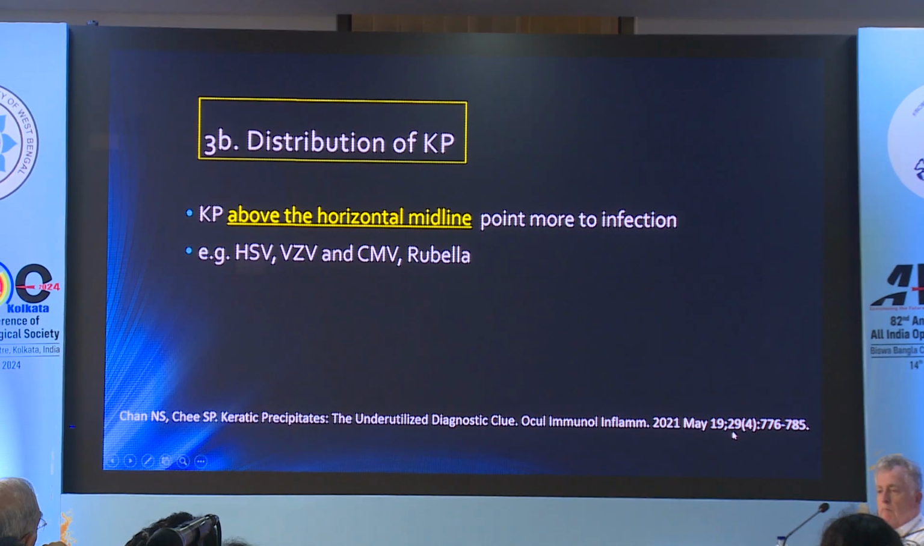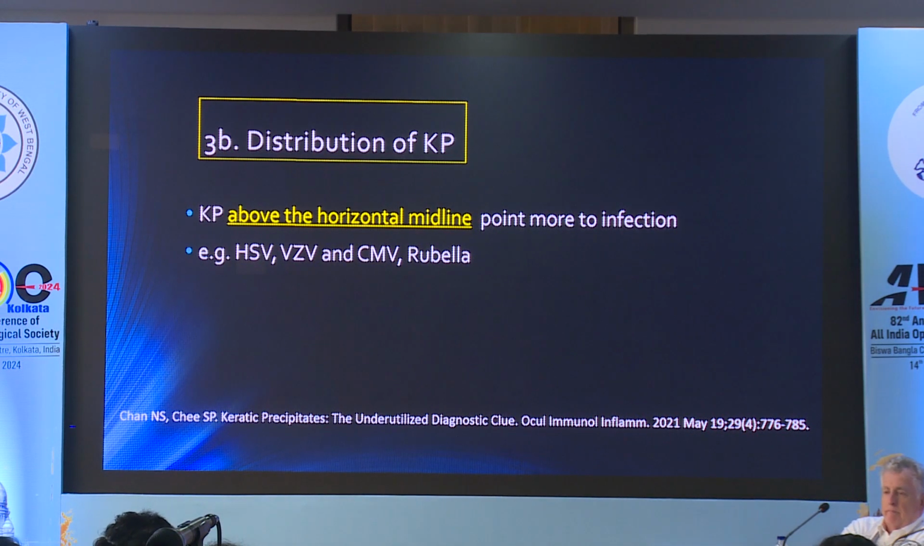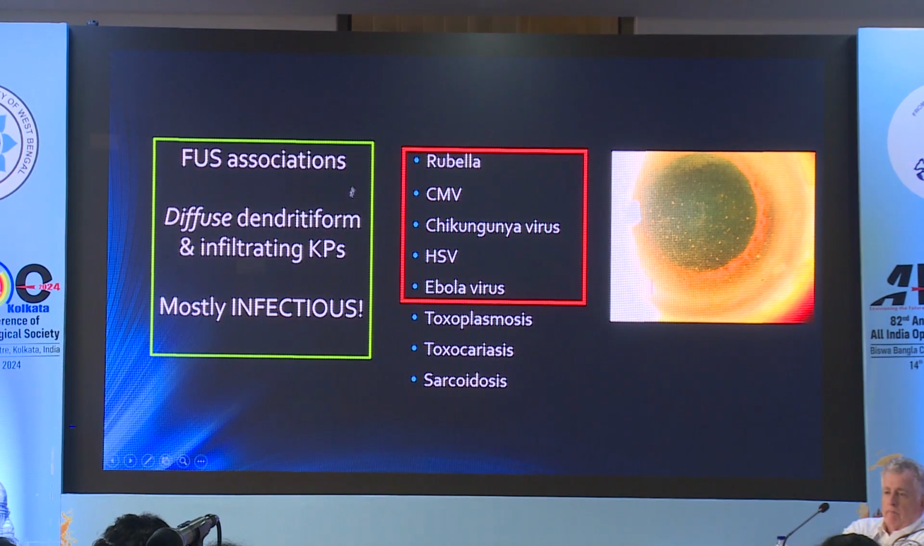So how about the pattern of the distribution of the keratic precipitates? We've been observing that KP that go above the horizontal meridian point more to an infectious than an immune cause. So for example, HSV, VZV, CMV, which is diffuse, rubella, which is diffuse. When we look at Fuchs uveitis, what are the associations with these diffuse dendritiform or infiltrating KPs? They are mostly infectious, right? So rubella has been associated with Fuchs uveitis syndrome. CMV, chikungunya virus, HSV has been reported as well, Ebola virus. So these are mainly infections, as you can see here, except for sarcoidosis.